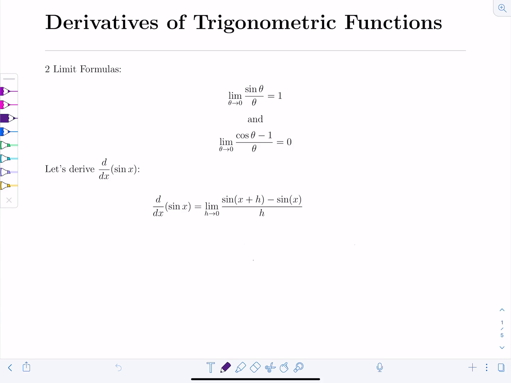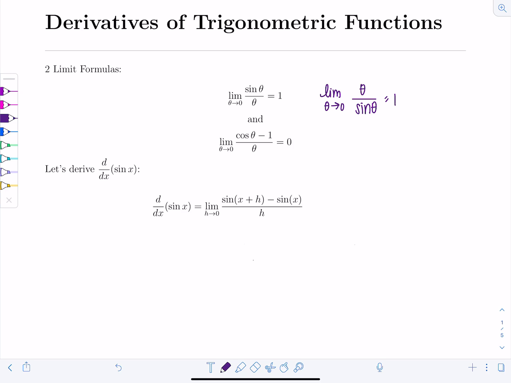Calculus 1 video lecture number 11 on derivatives of trigonometric functions. So before we get going, we need to have two limit formulas at our disposal that we're going to be using. The first one is the limit as theta approaches 0 of sine theta over theta equals 1. And alternatively, the limit as theta approaches 0 of theta over sine theta is also equal to 1, since the reciprocal of 1 is 1.